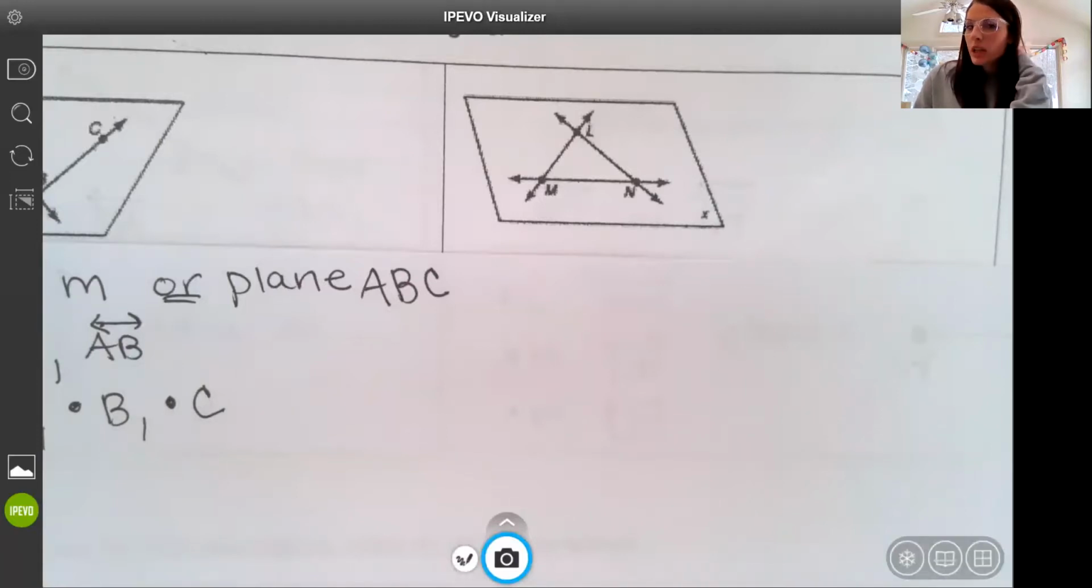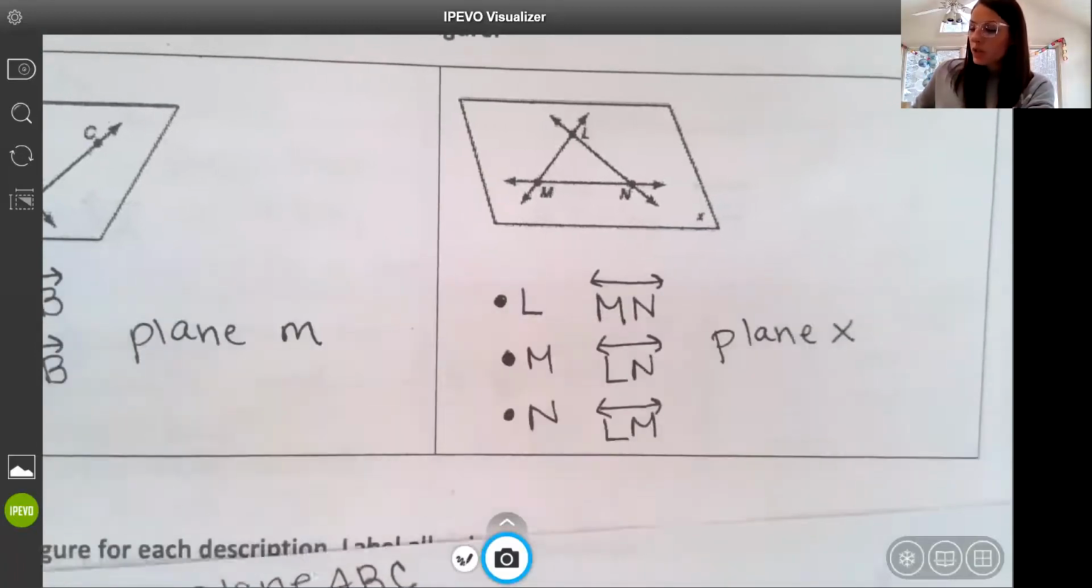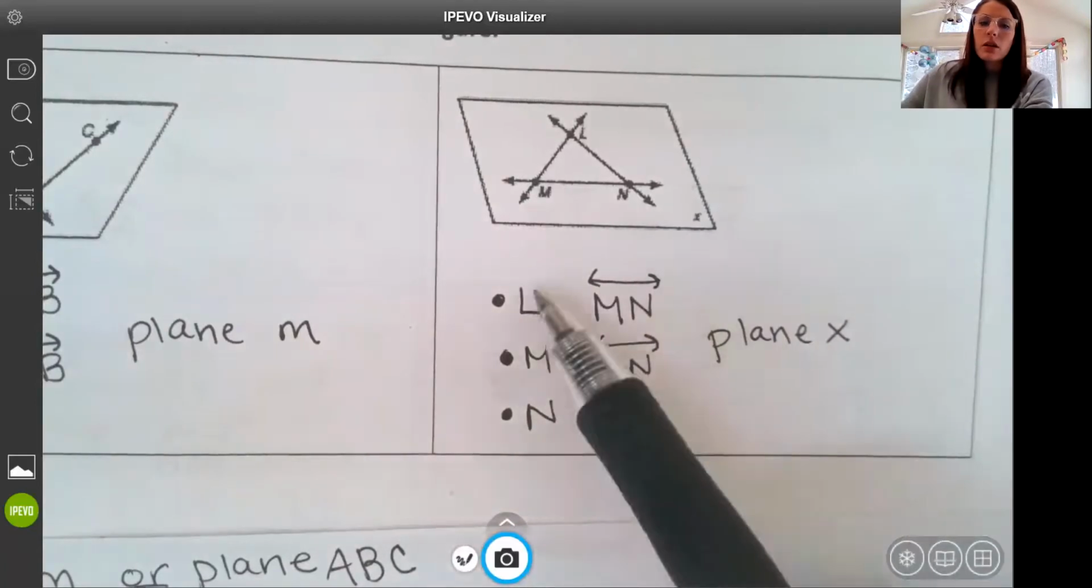Who can tell me what the plane is? Plane X. Plane X, yep, or you could call it plane LMN or any order of those points. And what points do I have in this diagram? M, L, and N. And how many lines do I have? You have 3 lines, so I should have 3 lines listed. So that's what I had down.